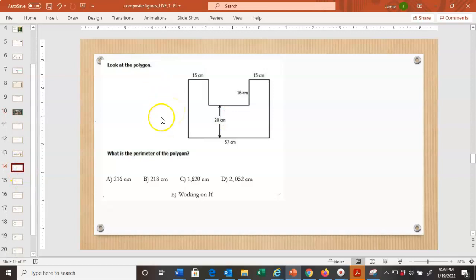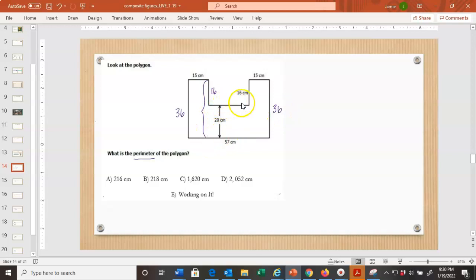All right, so we're going to look at this polygon and determine the perimeter. Remember, perimeter is the distance all the way around the edge. So we're going to need the measurements from every single edge of this shape, and we're going to use all the clues we can to fill those in. If this is 16, we know this is 16, right? And if this is 20 and this is 16, the whole thing is 20 plus 16, so this whole thing is 36. And so that would make this 36, right?